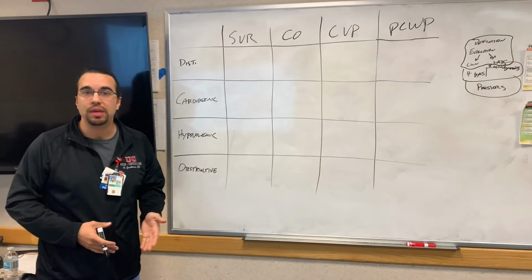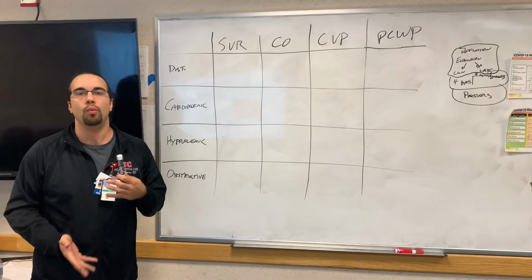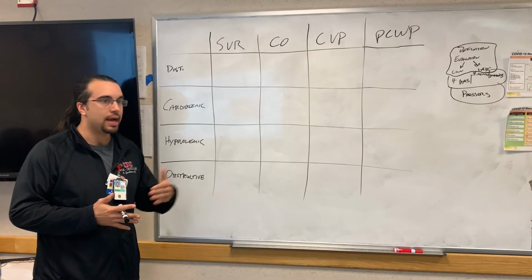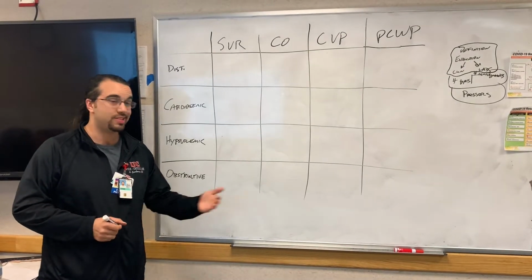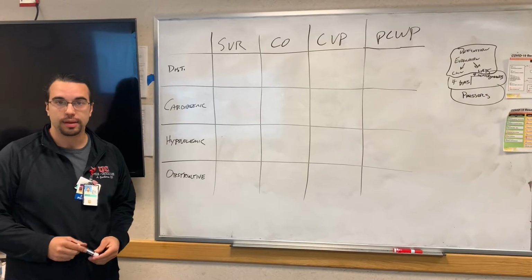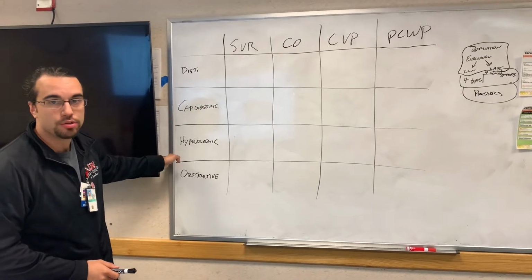This table may be familiar news to some of you guys, but I always find it helpful to break down what's going on in a particular shock state because it helps me then guide my therapy for what I'm going to do, both to temporize the patient, to get them through what's going on, and then to hopefully eventually fix them. So on the left here in this column, I have the 4 major types of shock.